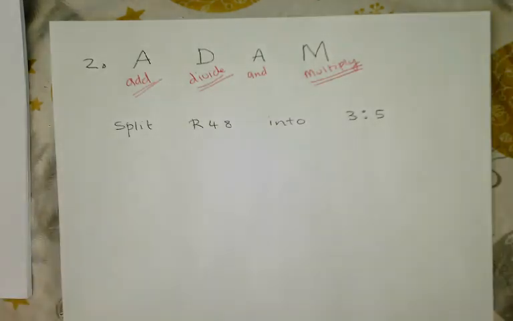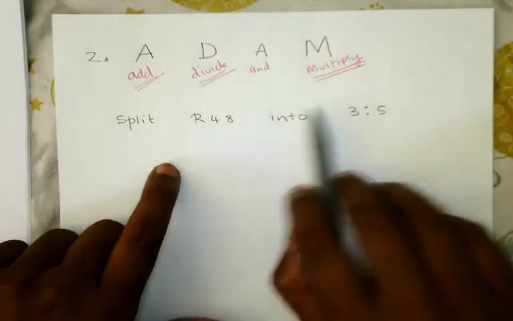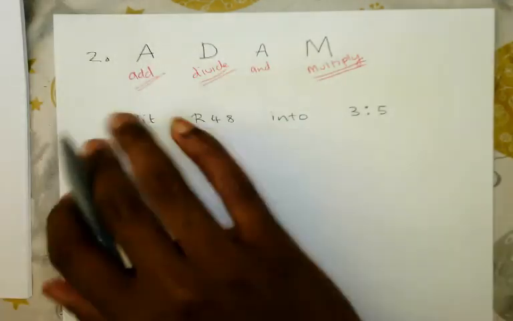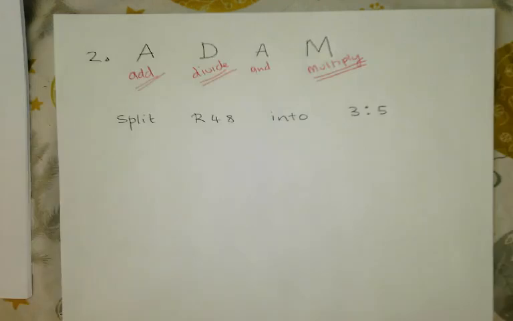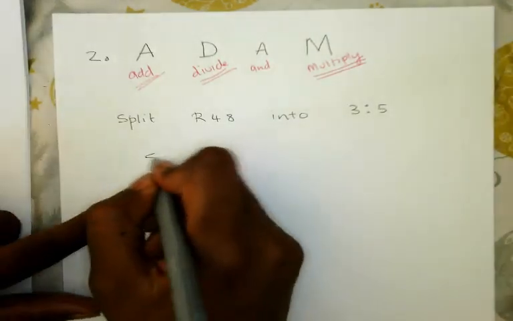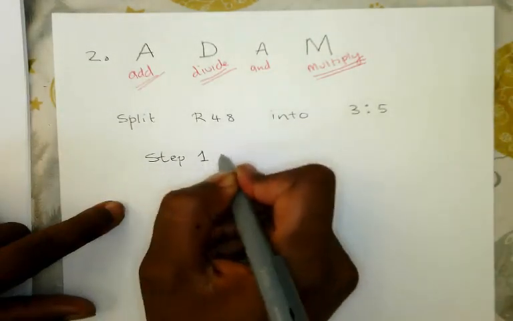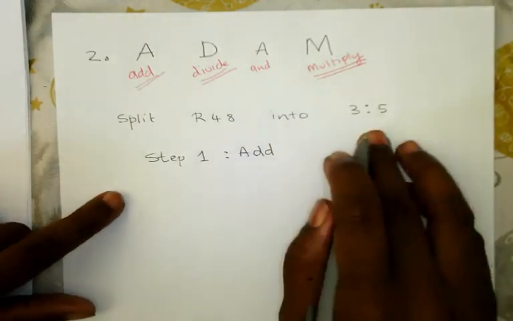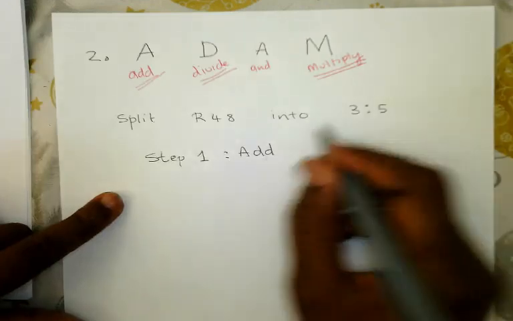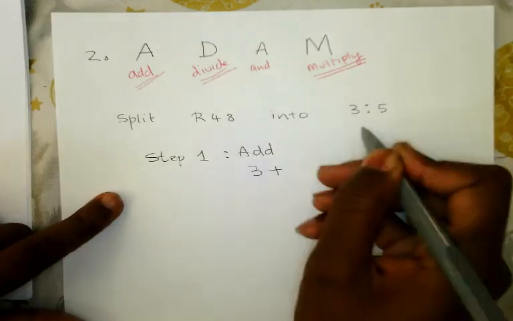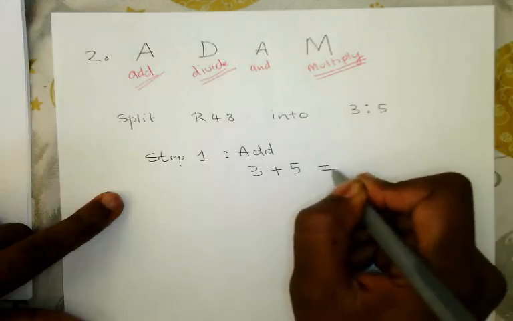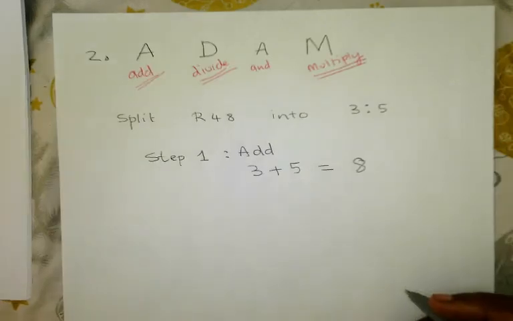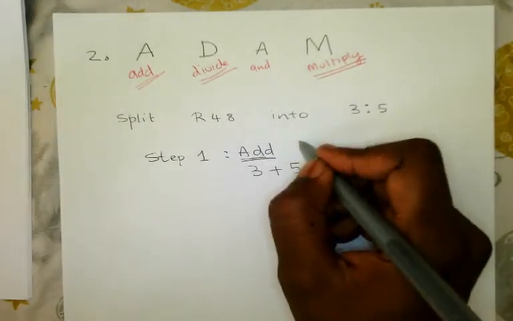So we want to know how much the first person is going to get, and the second person. So let's follow this. Let me break it down slowly. So step 1, we must add. What are we adding? We're adding the ratios. So the ratio here is 3 and 5. So I'm going to say 3 plus 5, it will give me 8. So add the ratios.